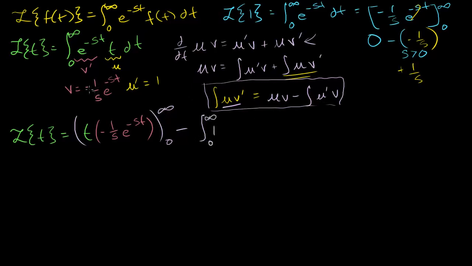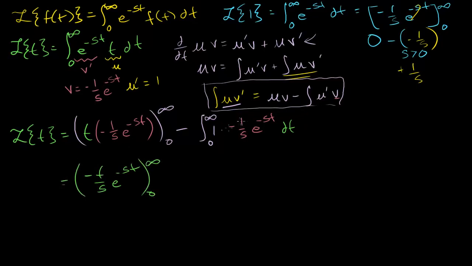What we just figured out here is minus, let me write it in v's color, times minus 1 over s. This is my v right here. Minus 1 over s e to the minus st dt. All of that is dt. Let's see if we can simplify this. So this is equal to minus t over s e to the minus st, evaluated from 0 to infinity.